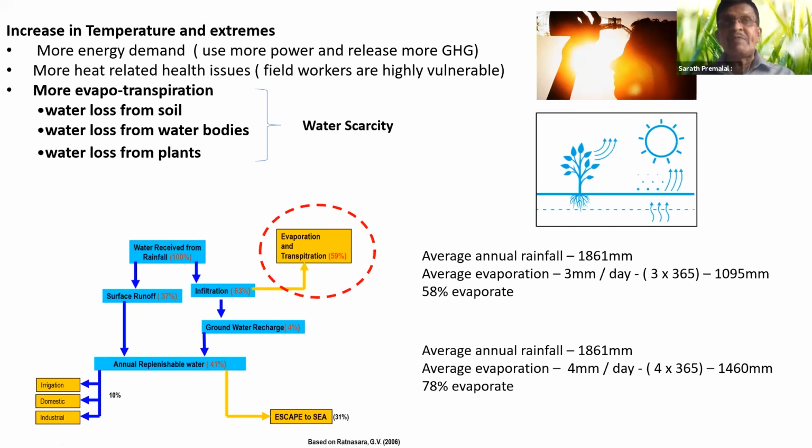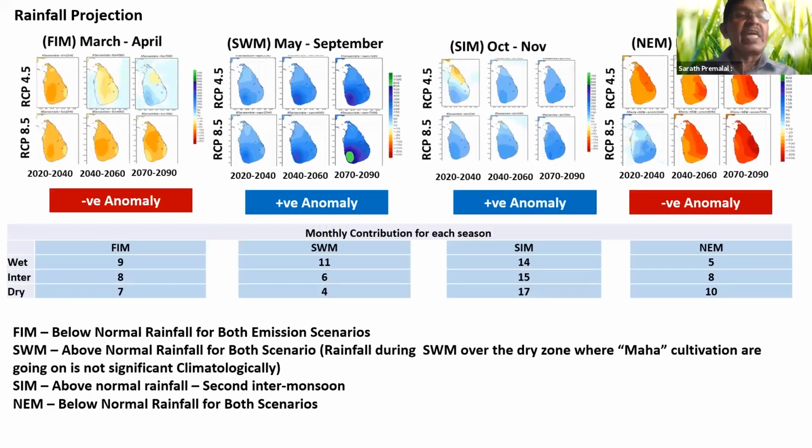We observed that in some years, especially during March, April, the evaporation is much higher than 4 millimeter. That will highly impact water resources in Sri Lanka. Now we'll move to the rainfall projection for the next 100 years. This analysis has been done for the four seasons in Sri Lanka: the first intermonsoon, southwest monsoon, second intermonsoon, and northeast monsoon.